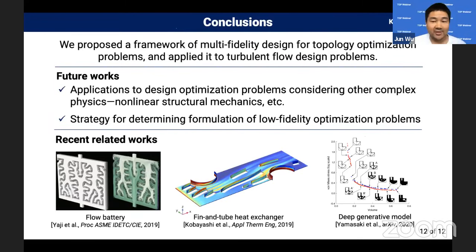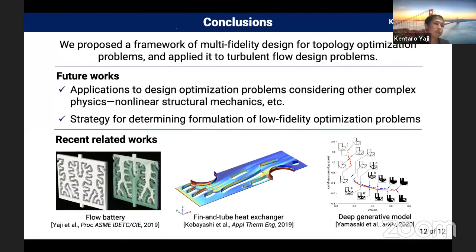I also have a question, Professor Yaji. I think this is a very interesting work. In your method, during the process of optimization, is there any mechanism to adjust your low fidelity model based on the results obtained during the process of optimization?